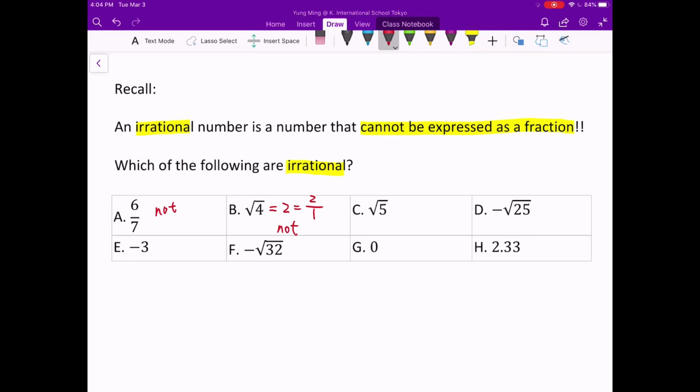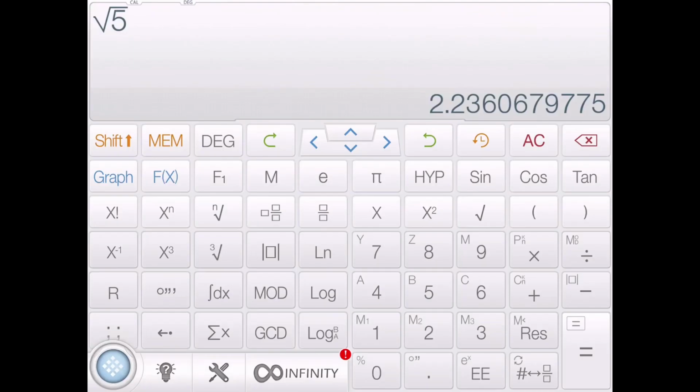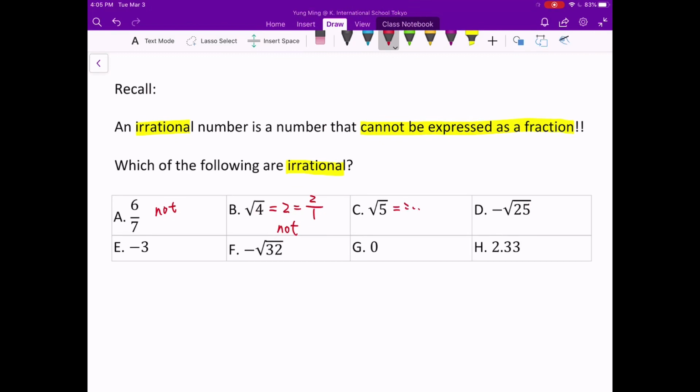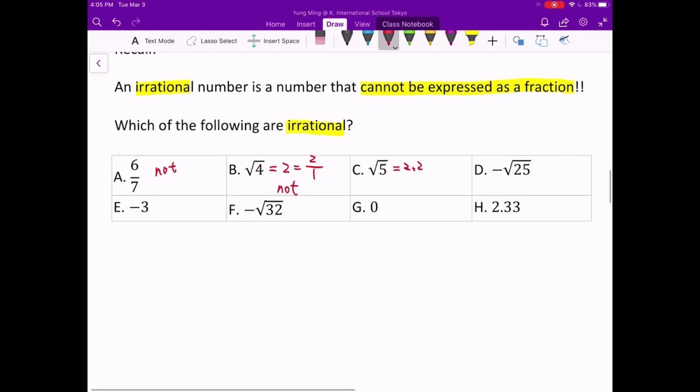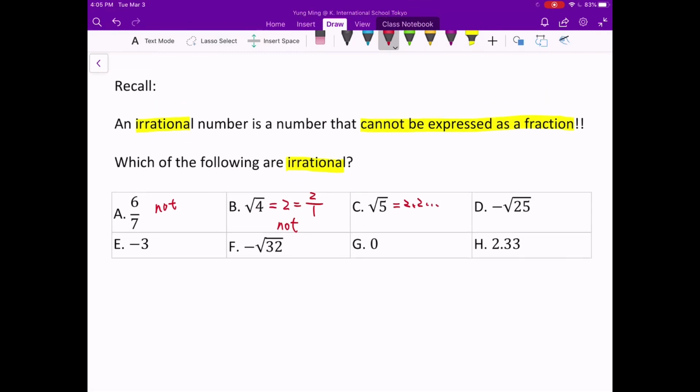Okay, let's keep going. Part C. Okay, root 5. We can actually think about a whole number that can simplify this. If you type this into the calculator, you will find that the answer is 2.236 and so on. That kind of number cannot be expressed as a fraction. So in this case, you can write that this is 2.2 something, but this is actually irrational.